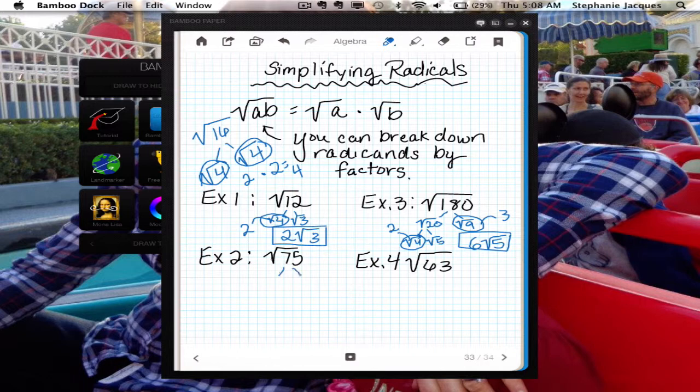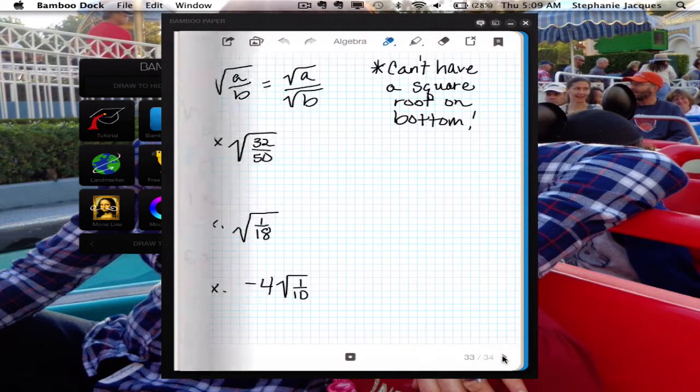Let's try the square root of 75. I'll do 25 and 3. 25 is a perfect square, so I know that's 5. Can't go any further with 3, so I put 5 square root of 3. Okay, now you have the square root of 63. I know that 9 times 7 is 63. The square root of 9 is 3, and with 7 you can't go any further. So 3 square root 7. Let's look at some more examples.